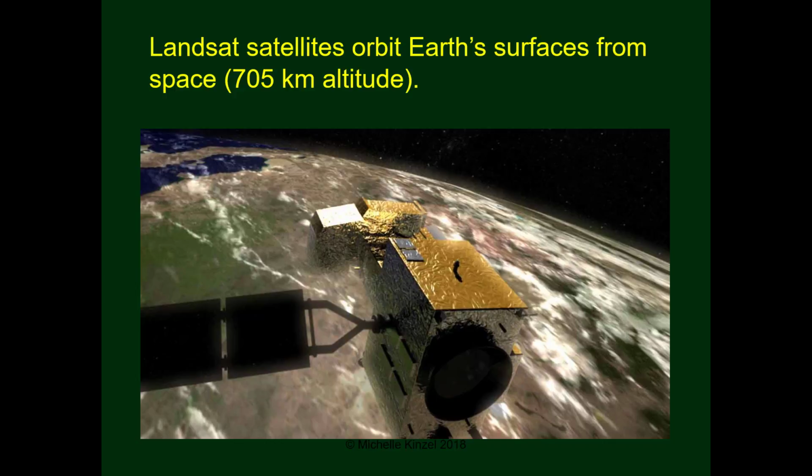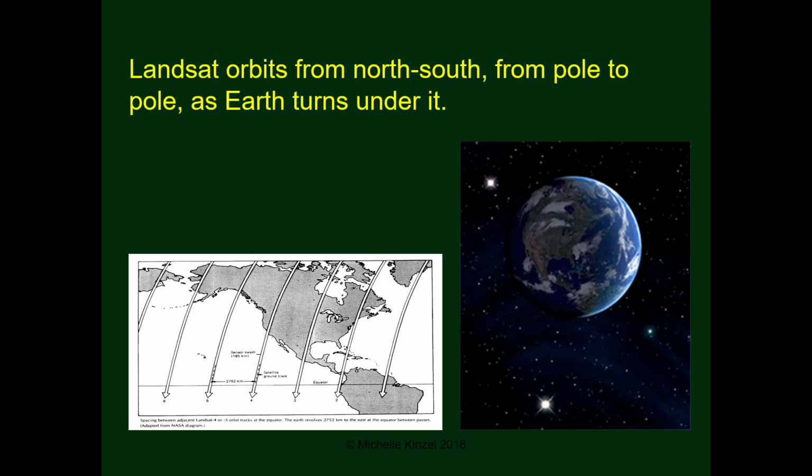So Landsat satellites orbit Earth's surface from space at a 705-kilometer altitude. And Landsat orbits from north to south, from pole to pole, as the Earth turns underneath it. On the left, we have a diagram showing representative paths that the satellite would have flown over the Earth. These are called the swaths, and the dotted line in the middle of arrows 4 and 5 is the satellite ground track.